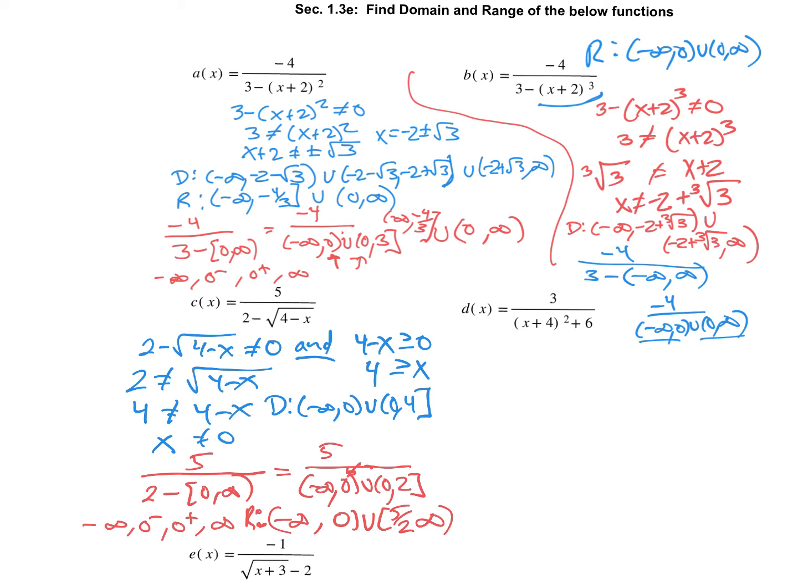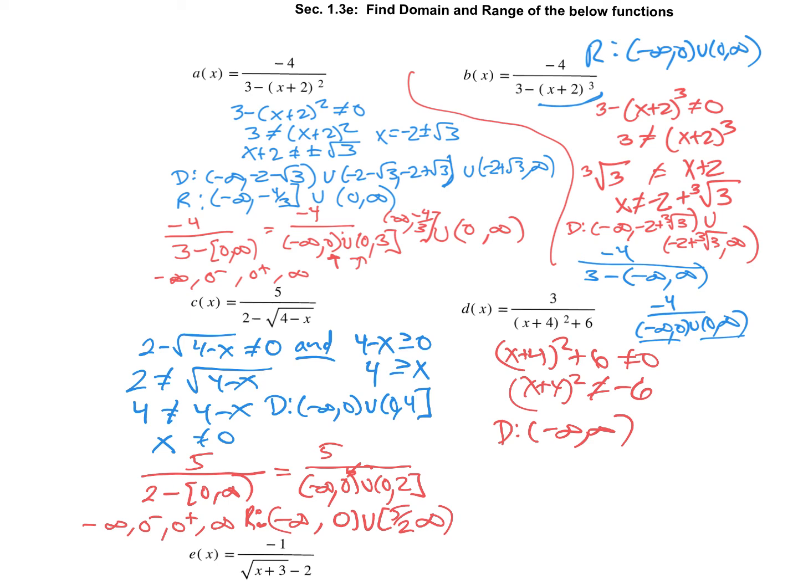All right, now let's look at d of x. So for d of x, the domain, the only thing I have to worry about is the denominator cannot be 0, or x plus 4 squared cannot be negative 6. Well, something squared is never going to be negative, so that can't happen. So the denominator is never going to be 0. So that means the domain is everything. There's no restriction there. I'll never get 0 in the bottom.